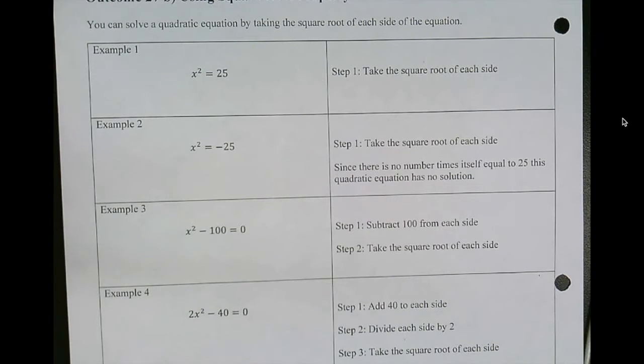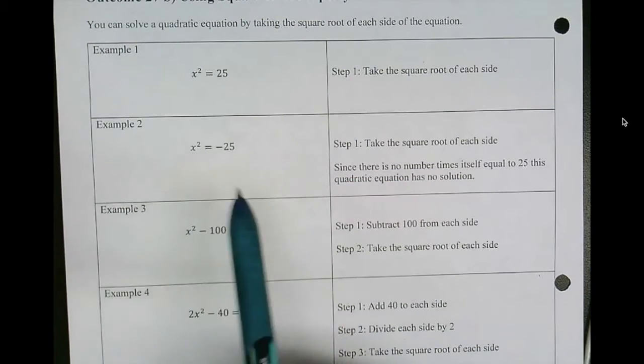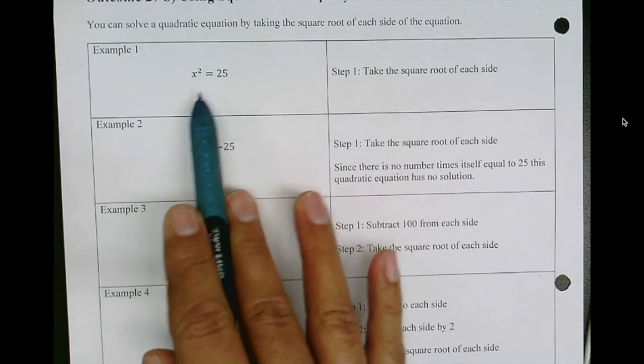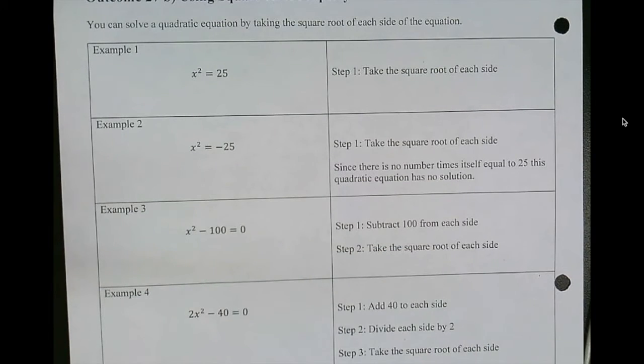The second method to solving quadratic equations we will learn is using the square root property. Let's take a look at example 1. We have x squared is equal to 25. So if you ask yourself, what number times itself equals 25?